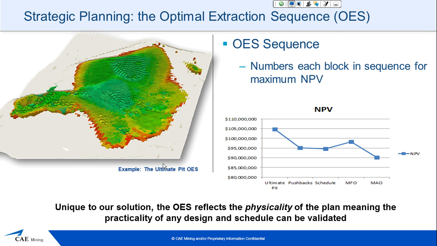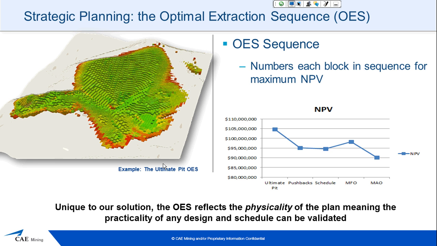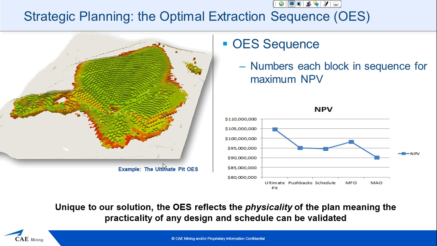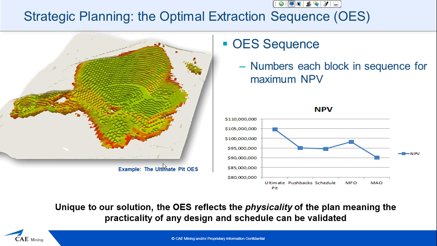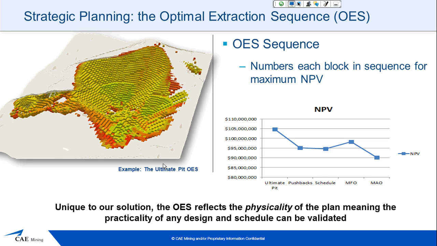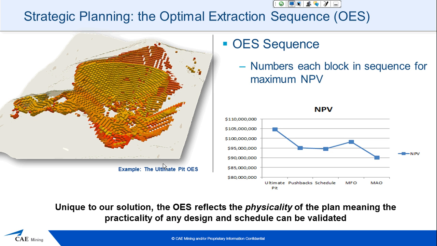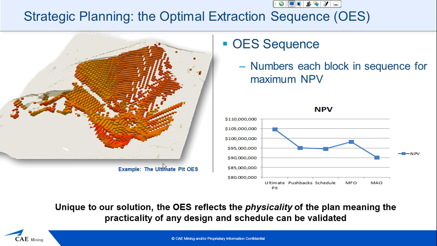With the LG phases generated, we then get what is specific to NPV Scheduler, the optimal extraction sequence. And from the ultimate pit on, the OES is generated and feeds the next stage of the process. So this means that each block has been sequenced for maximum NPV. So this sequence would be the same whether your time periods were broken down by years or quarters or months. The sequence should remain the same.